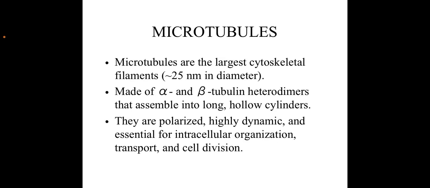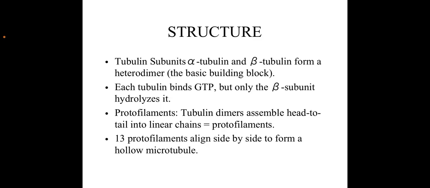And if we talk about another type of the cytoskeleton, that is microtubules. Microtubules are the largest cytoskeletal filaments. They are approximately 25 nanometers in diameter, and they are made up of alpha and beta tubulin heterodimers that assemble into long hollow cylinders. They are polarized, highly dynamic, and essential for intracellular organization, transport, and cell division.